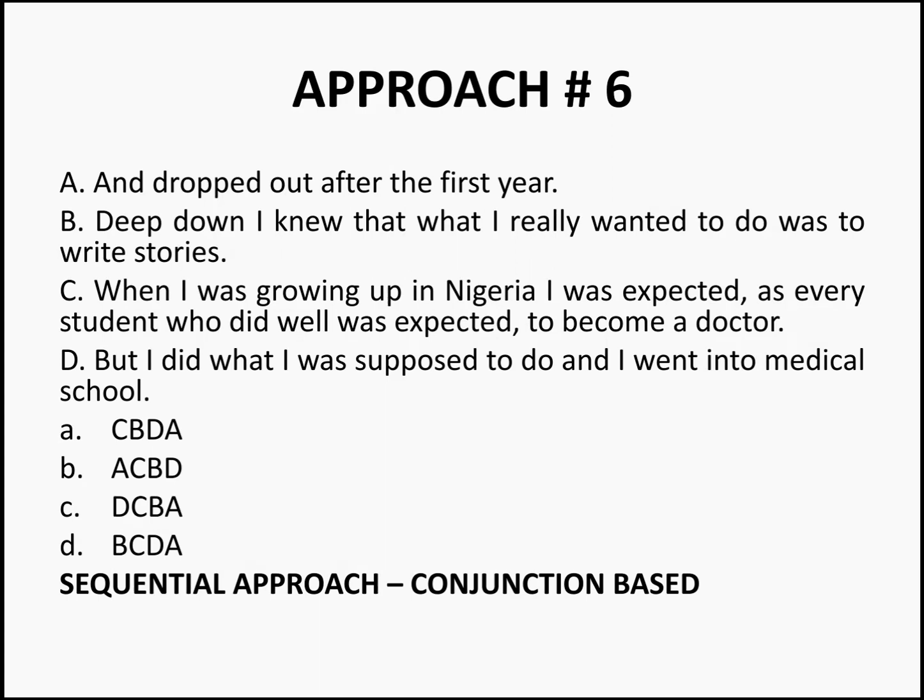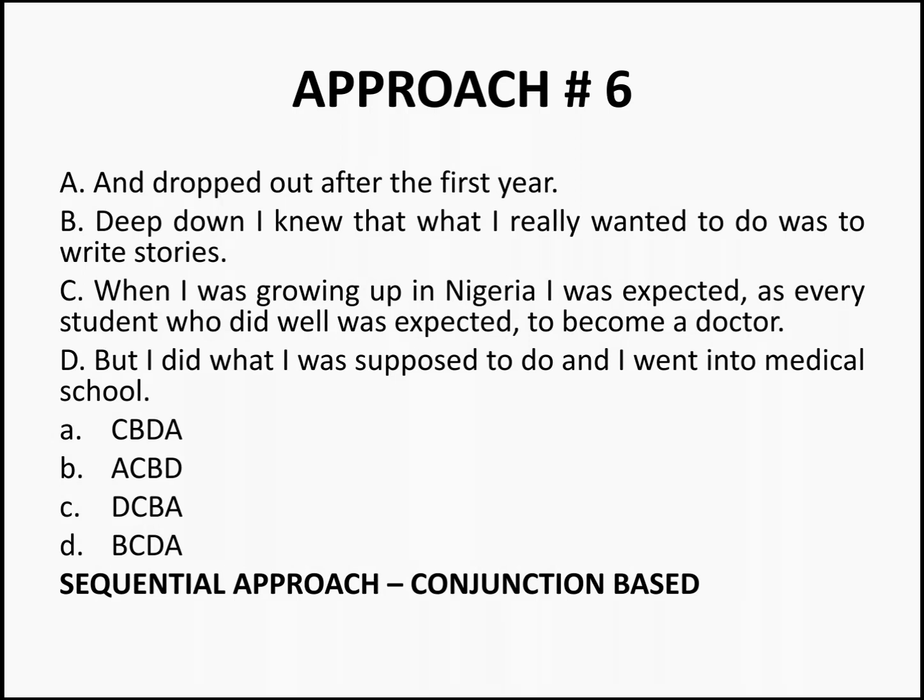Now, the key words in this question are the conjunctions. That is, statement A has the word "and" and statement D has the word "but." "And" is a conjunction that connects two positive statements and "but" is a conjunction that connects to negative statements. Now look at statement A, "And dropped out after the first year." Can you find a sentence that is getting connected easily? If so, that is supposedly statement D, which again starts with a conjunction, "But I did what I was supposed to do." So this is a negative, contradictory kind of approach.